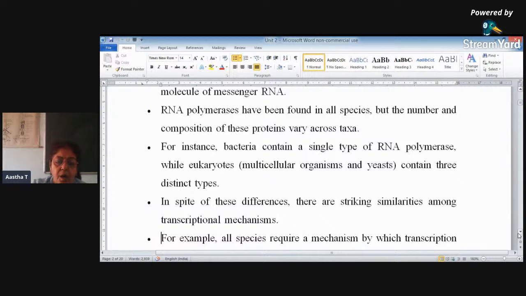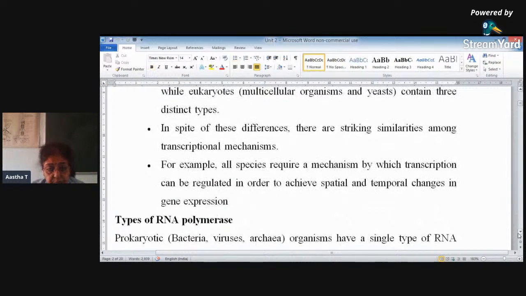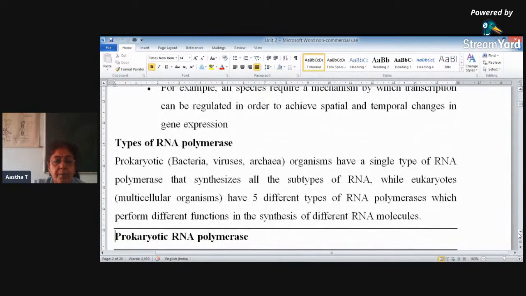RNA polymerase. All species require a mechanism by which transcription can be regulated so as to achieve a specific control over the expression of gene which is transcribed. आणि त्यावेळेला रिक्वायर्ड वेळेलाच ते प्रोसेस व्हायला पाहिजे. ह्या सगळ्या प्रोसेसेस प्रॉपर ऑर्डर किंवा रेग्युलेटरी मेकॅनिझम्सने होत असतात, अँड दॅट इज पॉसिबल बिकॉज ऑफ दी different types of RNA polymerases. So let us see the types of RNA polymerases.